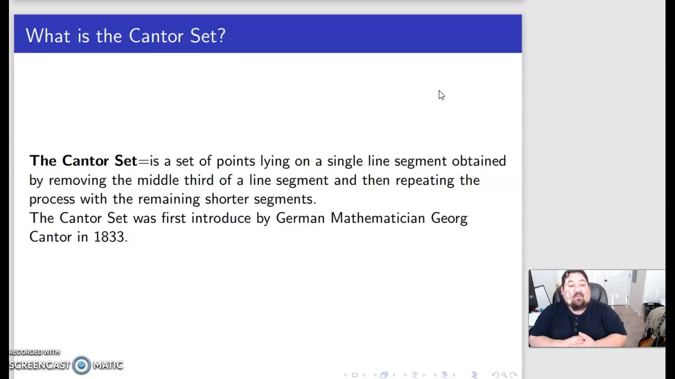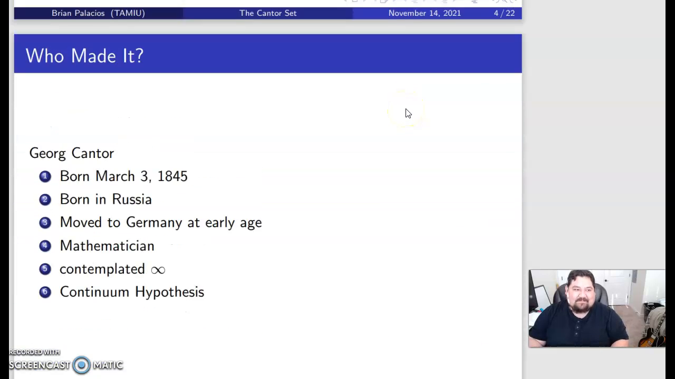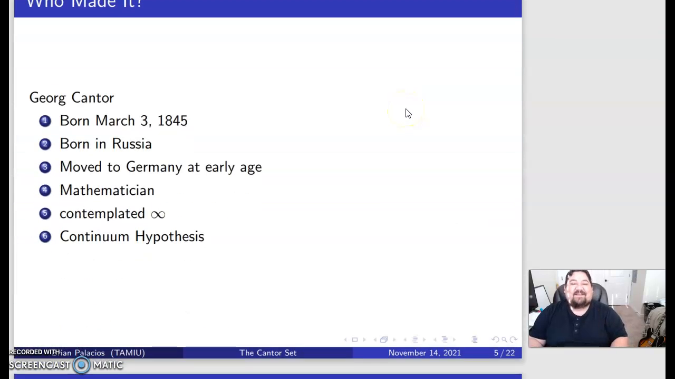But the Cantor set was first introduced by German mathematician George Cantor in 1833. So who made it? If you've been paying attention, it's George Cantor again, and he was born on March 3rd, 1845, in Russia, but at an early age his family moved to Germany because his father had an illness.